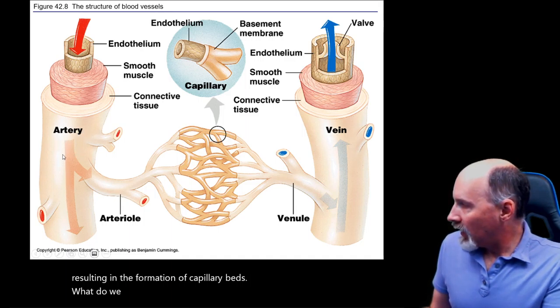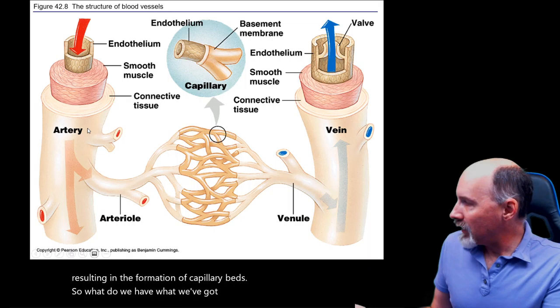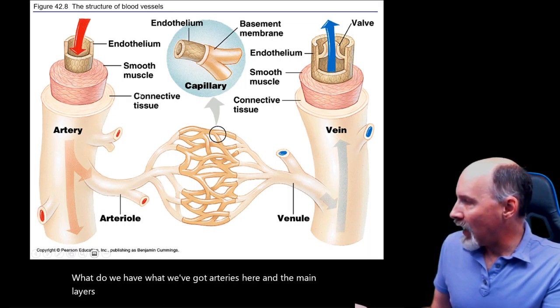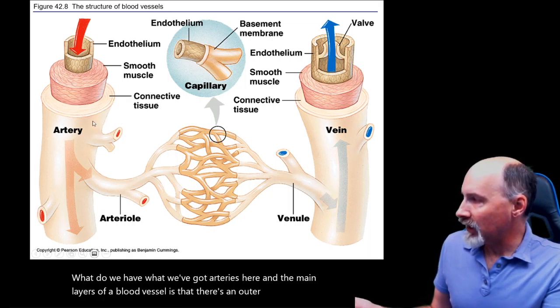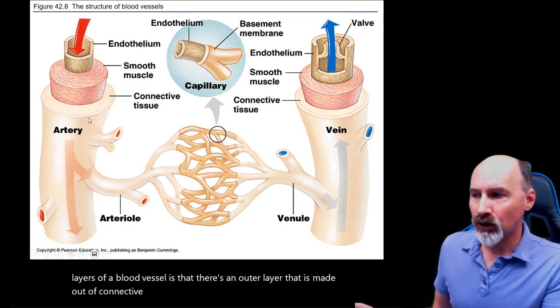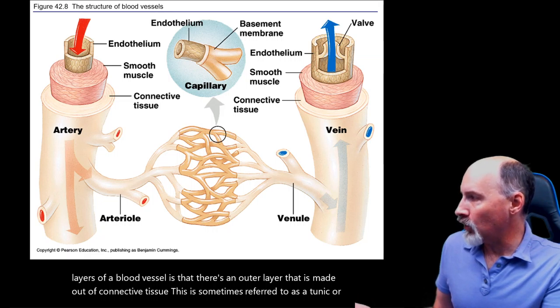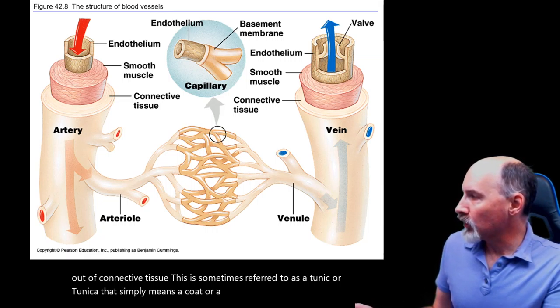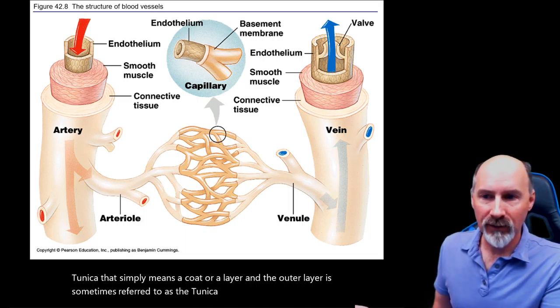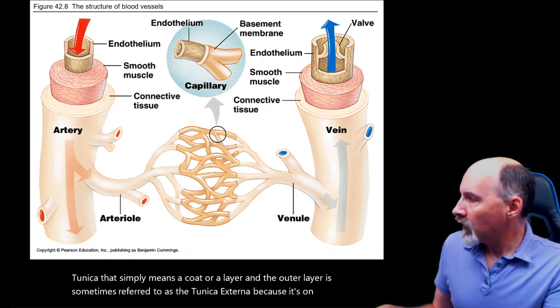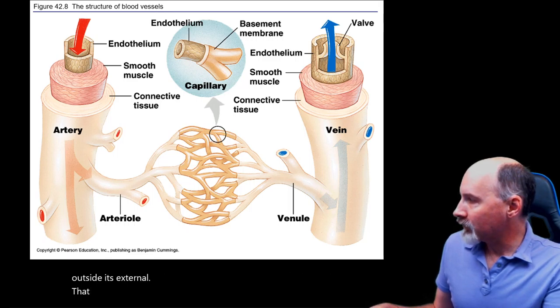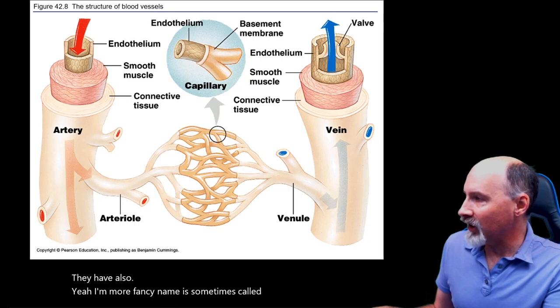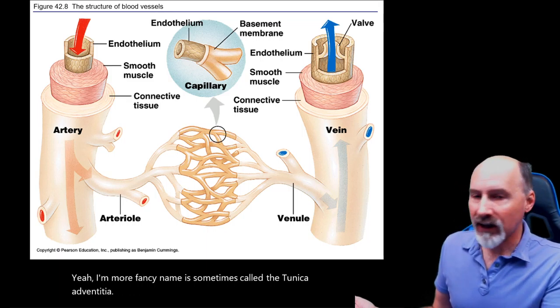Well, we've got arteries here, and the main layers of a blood vessel is that there's an outer layer that is made out of connective tissue. This is sometimes referred to as a tunic or tunica. That simply means a coat or a layer. And the outer layer is sometimes referred to as the tunica externa, because it's on the outside, it's external. A more fancy name is sometimes the tunica adventitia. But it's a connective tissue layer.